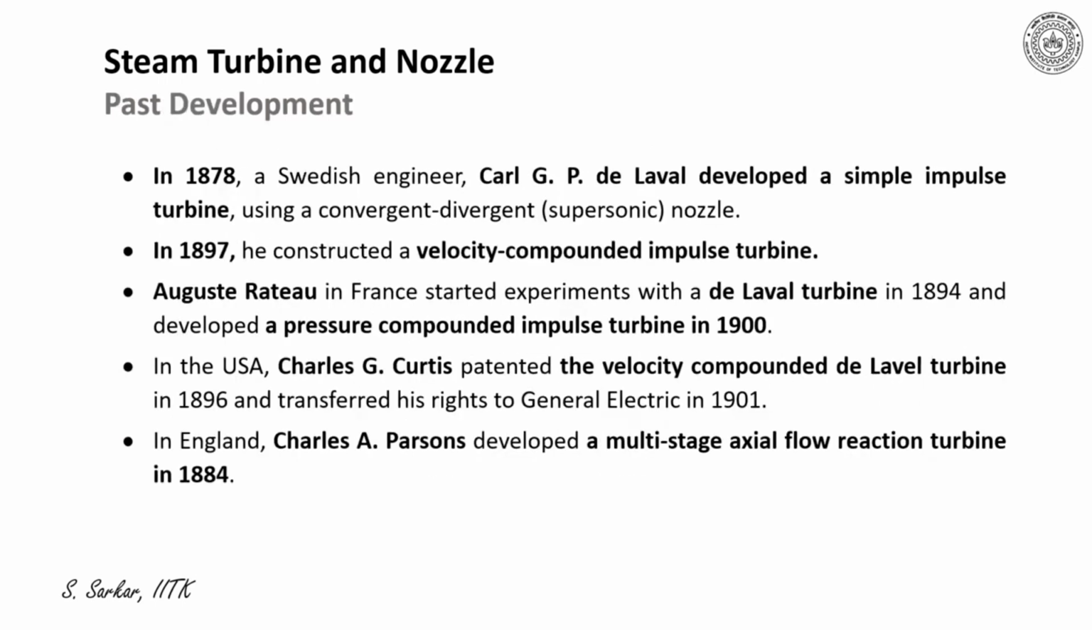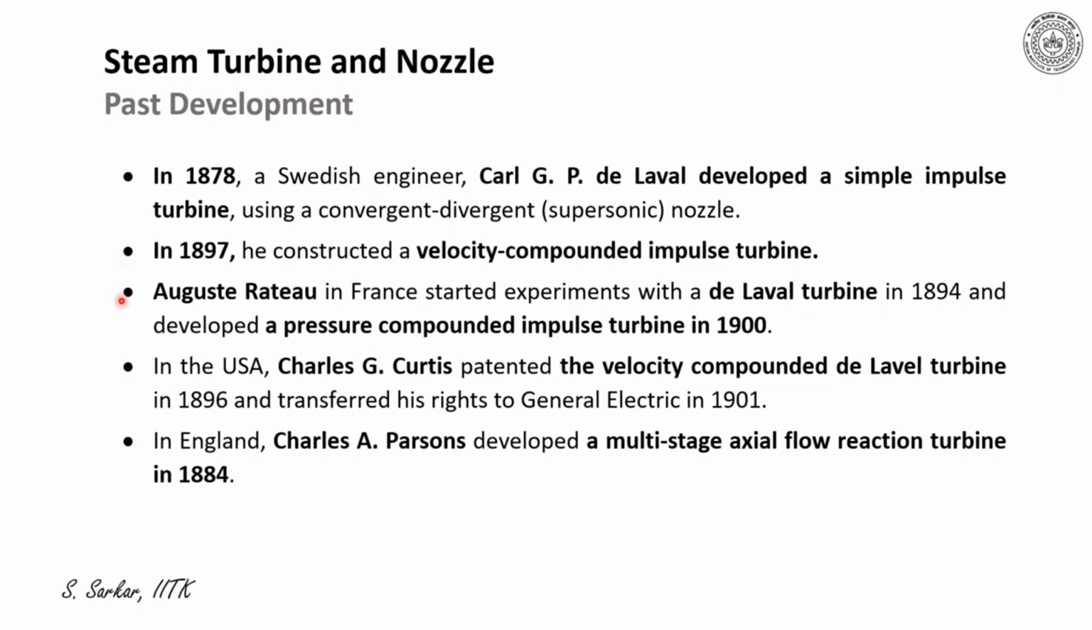The past development of steam turbine and nozzles is very interesting. Most of the activities were centered in Europe and England. In 1878, a Swedish engineer, Carl G. P. de Laval, developed a simple impulse turbine using a convergent divergent supersonic nozzle. In 1897, he constructed a velocity compounded impulse turbine.